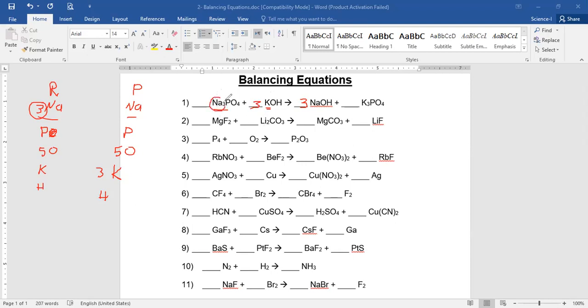Here 3 sodium, and here also 3 sodium. Here 1 P and here 1 P. Here 4 oxygen and 3 oxygen, that means total 7 oxygen on that side. And here 3 oxygen and 4, so that's total 7 oxygen on that side. So the oxygen is balanced too. Here 3 potassium and here 3 potassium. Then 3 hydrogens here and 3 hydrogen here. Overall it's balanced.